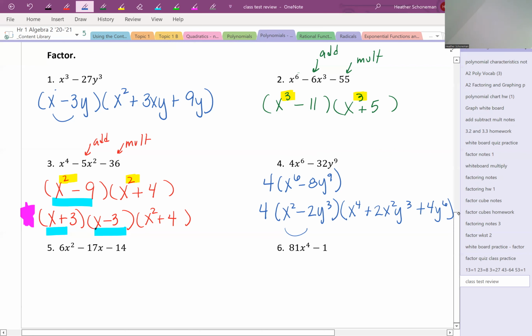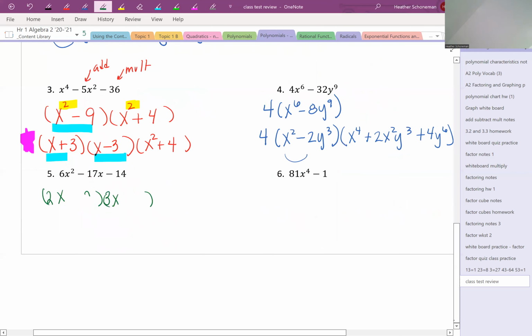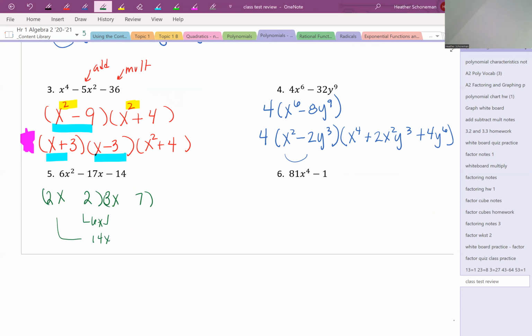Okay, number 5. First, we're going to look for greatest common factor. Unfortunately, there's not one. It's a trinomial. So we're going to go to my 2 parentheses, and I'm going to have an x and an x. But x and x multiplies to x squared, and I need 6. So 6 could be 1 and 6, or it can be 2 and 3. It's most likely, it's not guaranteed, going to be 2 and 3. Okay, let's see what multiplies to 14. Well, what multiplies to 14 would be 2 and 7, right? So if I try this, this gives me 6, and this gives me 14.